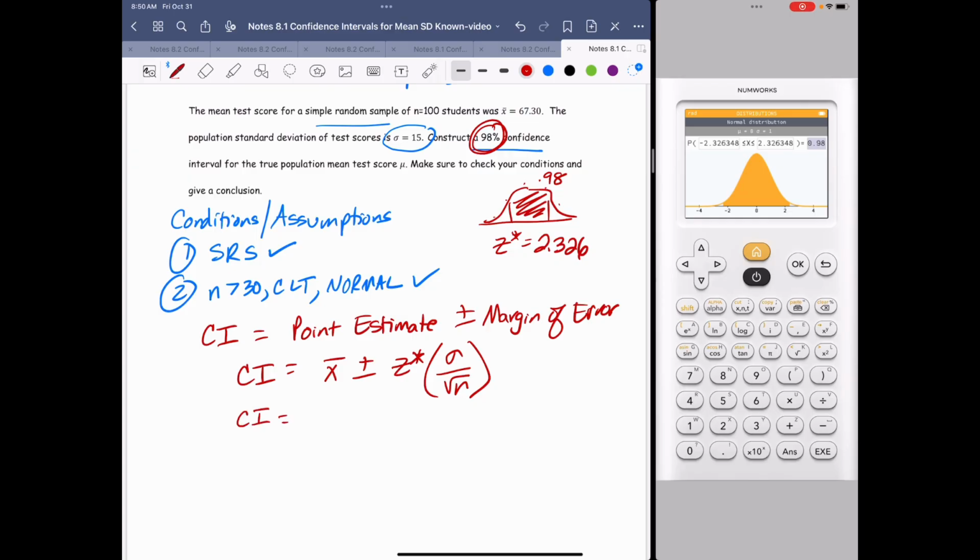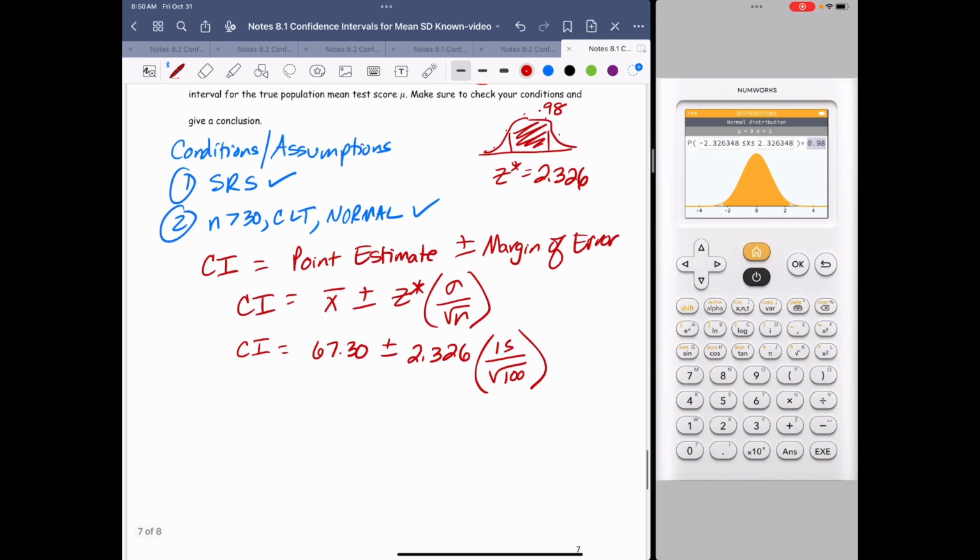Now, the next thing you're going to do is substitute in your variables. So my X bar is 67.30. My Z star is 2.326. My sigma is 15. And my N is 100. Now, this part of the formula is the margin of error. You always want to keep that separate.